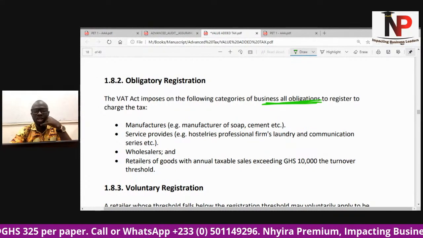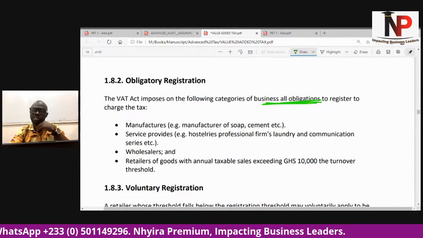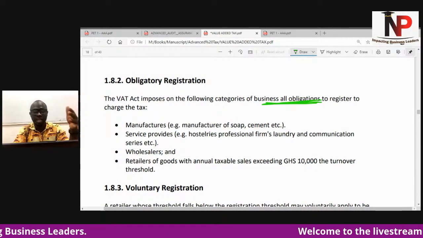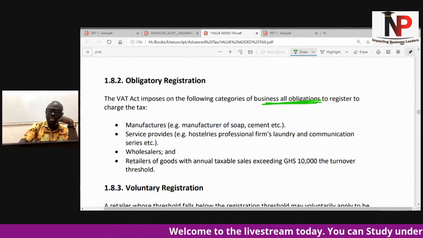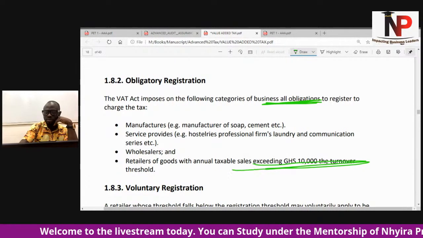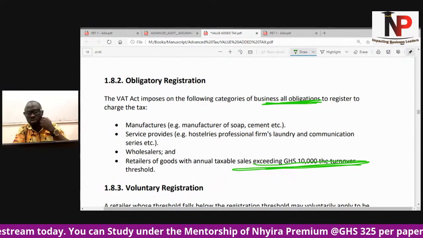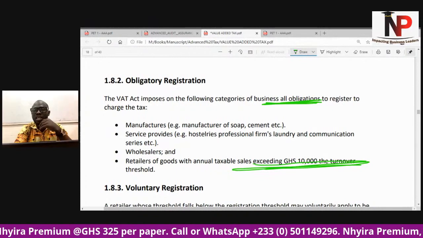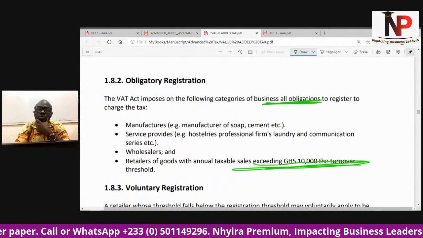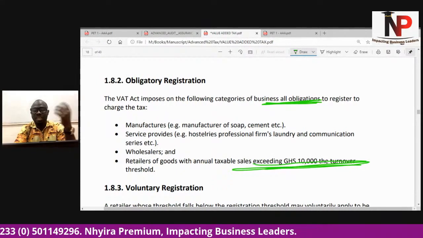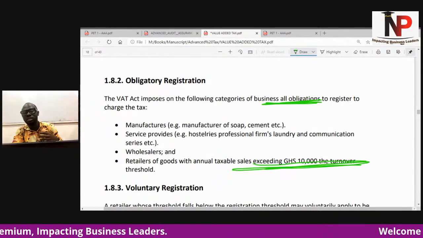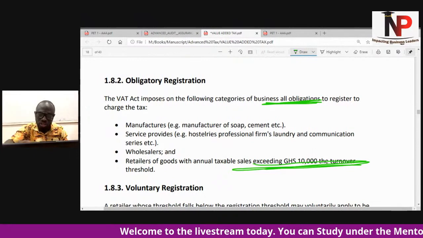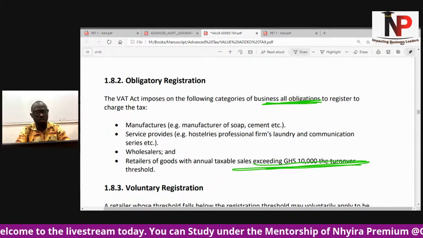So one, manufacturers. So cement, etc. Service providers, also there. Wholesalers, and then retailers of goods exceeding, if I say, 10K. Exceeding 10K. So, I mean, you can make 10K within a year. If I'm selling sanitary pads, you are selling chocolate, and someone is also selling Woodin, 10K within a year, or even a month, you should be able to make that. So these categories of businesses are obligated to register for VAT.